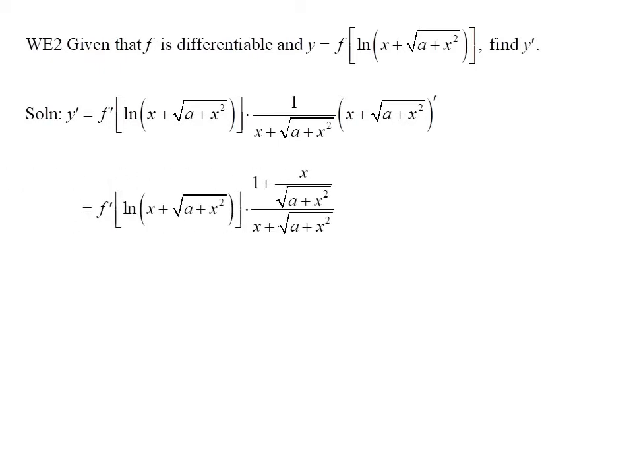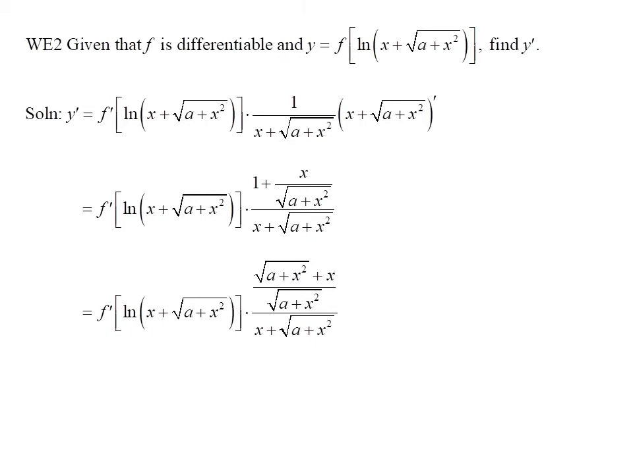which can be simplified to f prime of natural logarithm of open bracket x plus square root of a plus x squared close bracket times the ratio of 1 plus x over the square root of a plus x squared, all over the sum of x and the square root of a plus x squared. After being further simplified, y prime equals f prime of natural logarithm of open bracket x plus square root of a plus x squared close bracket times the reciprocal of square root of a plus x squared.